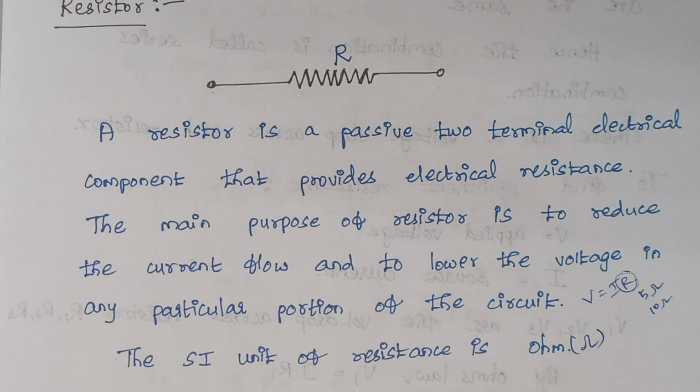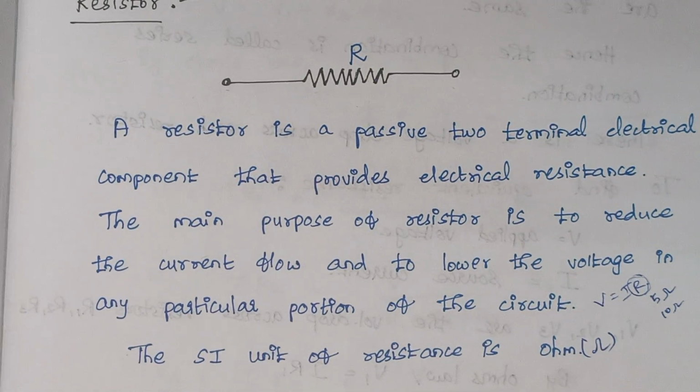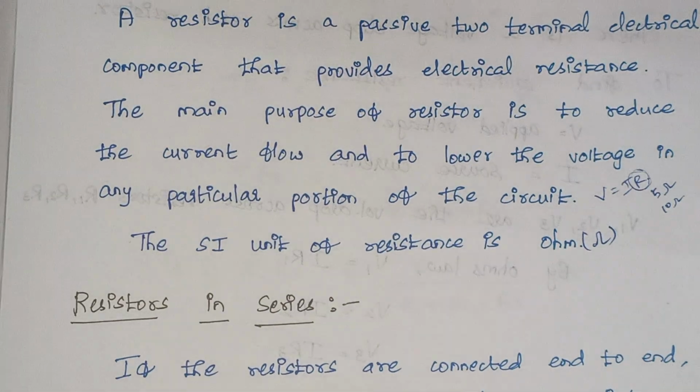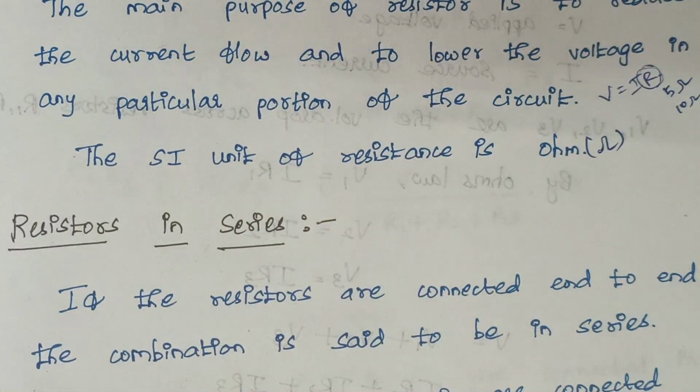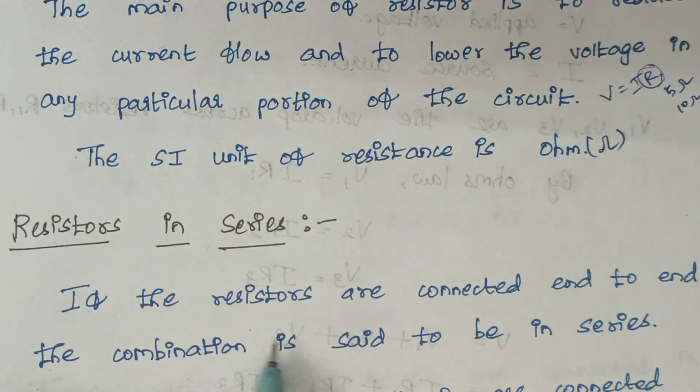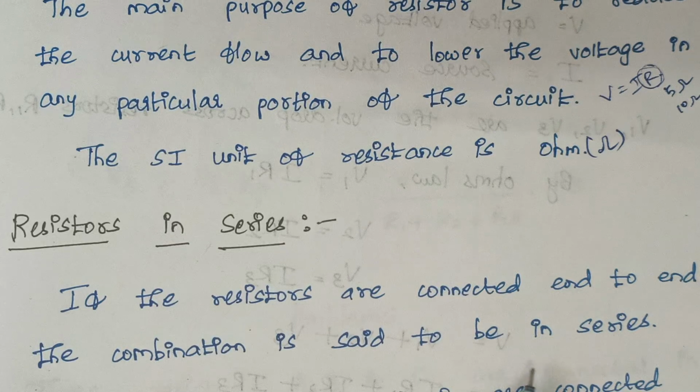And the next thing is, we are going to discuss resistors in series. Here, if the resistors are connected end to end, then the combination is said to be in series. I'll explain this with the circuit diagram here.